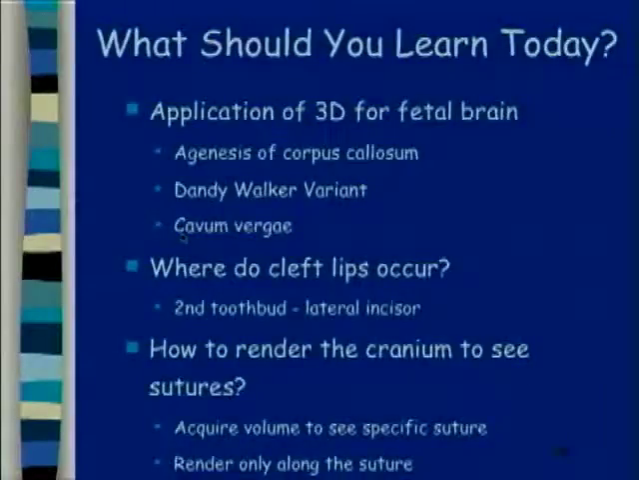So what is it that you have learned today? I think you should remember the applications of 3D for the fetal brain. I want you to remember agenesis of the corpus callosum, Dandy-Walker variant, and measuring that vermis. And I want you to think about, is it just the cavum vergae? Put your cursor right on the middle of the cystic thing if you see a cyst in the brain, and see if it's the normal cavum, or whether it's the elevated third ventricle, or whether it could even be a subarachnoid cyst.